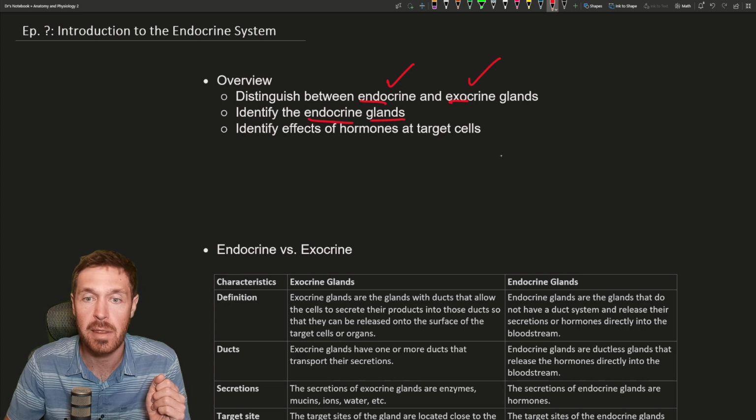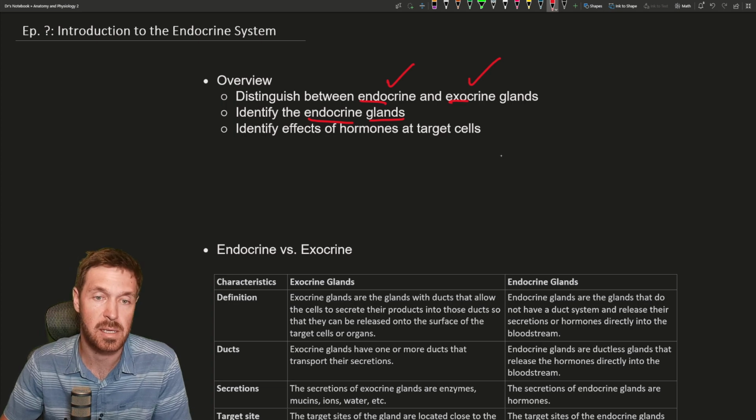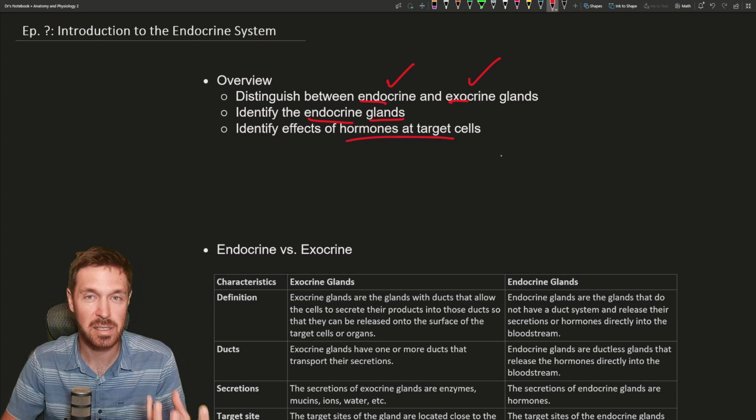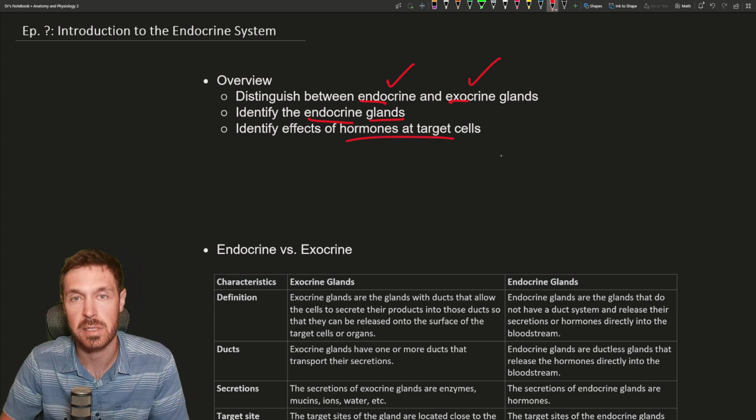And then we're going to identify the different endocrine glands that exist in the body and start talking about some of the hormones that are released from those glands. But not all of them. That'll be a separate video. And then we're going to look at the effects of hormones at the target cells. So, in essence, what a hormone does in the endocrine system is that it's released from the gland and can target a cell somewhere else in the body. So, how does it know to target that particular cell? And how is that regulated?